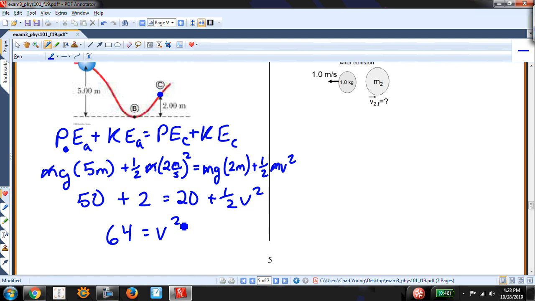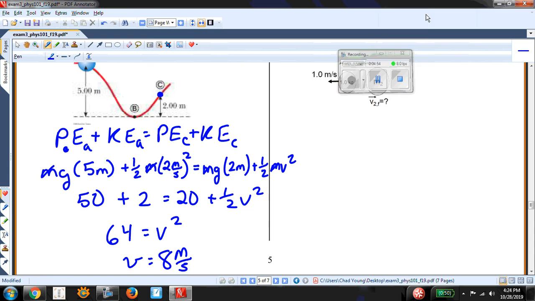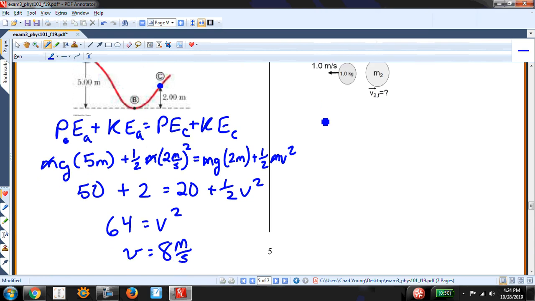Uh, 52 minus 20, that's 32, times 2 is 64. And so V is equal to 8 meters per second. Hold on just a second, I need to double check my math there. All right, so V is equal to 8 meters per second. That's the answer to the second part there.